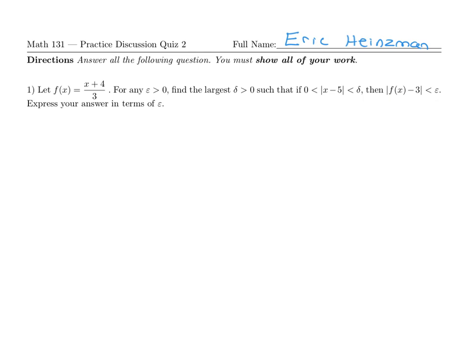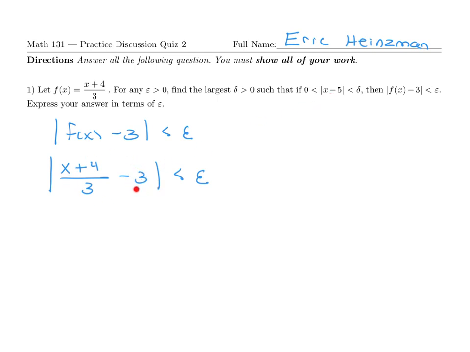So I'll start here. So we have the absolute value of f of x minus 3 is less than epsilon. We want this to be true. Well, this is equivalent to, I'll replace f of x with (x plus 4) over 3, minus 3, is less than epsilon in absolute value. So these two are equivalent to each other. I'm going to simplify this until I see an x minus 5.